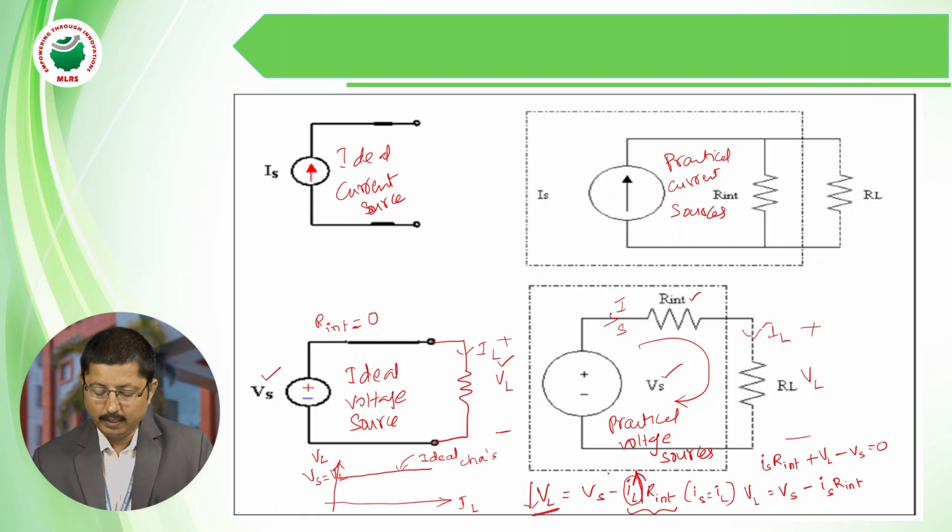So we are not getting VL equal to Vs as in the ideal case. We get VL with some drop. Because of the drop, we get a characteristic like this: if we increase the load current, the load voltage falls. These characteristics we call practical characteristics.